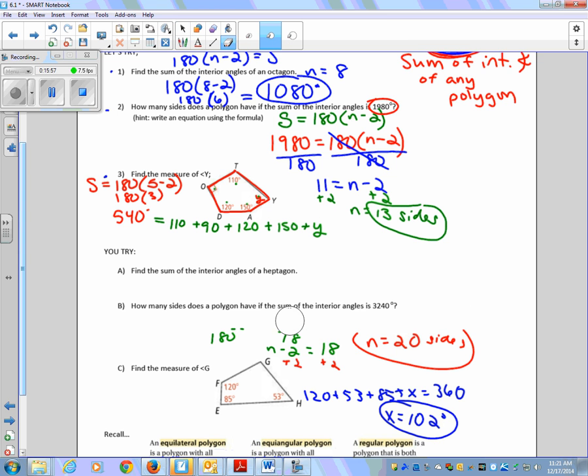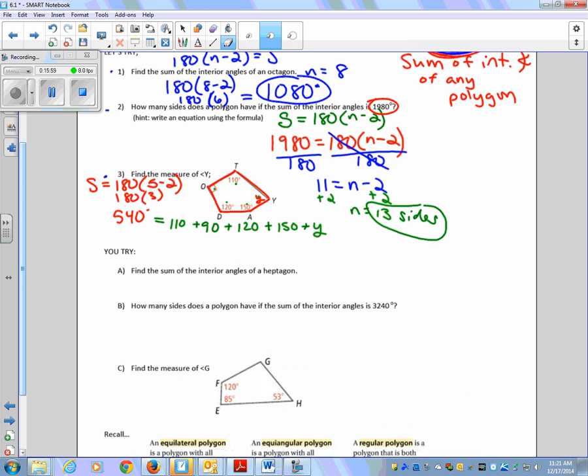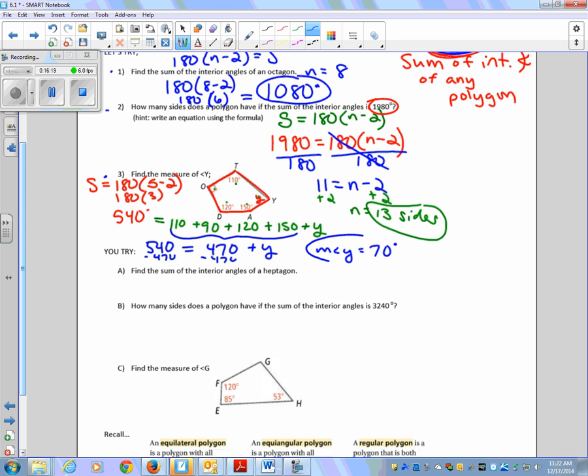Well, when you add all those up, all these added up turns out to be 470. So 470 plus y equals 540. Subtract and you get your y. The measure of angle y equals 70 degrees.